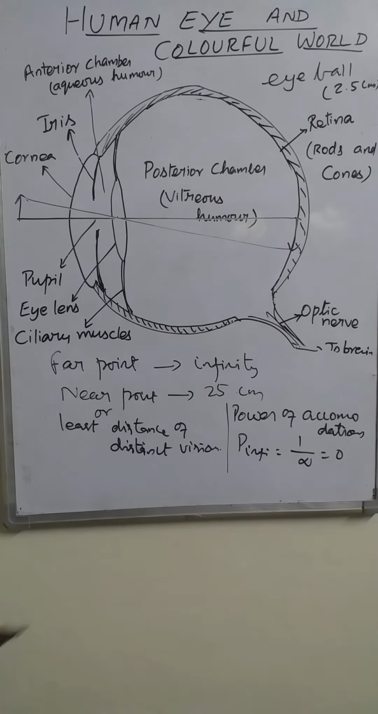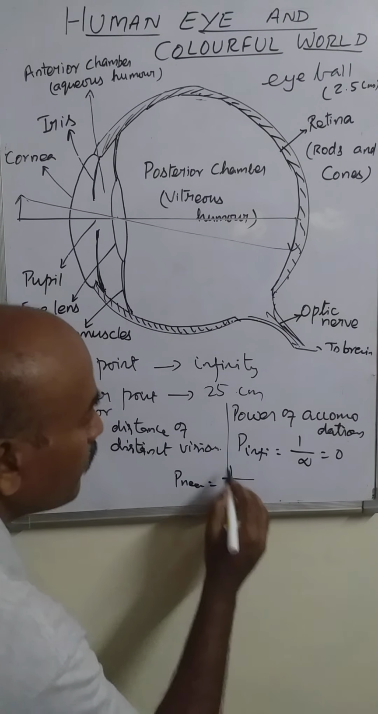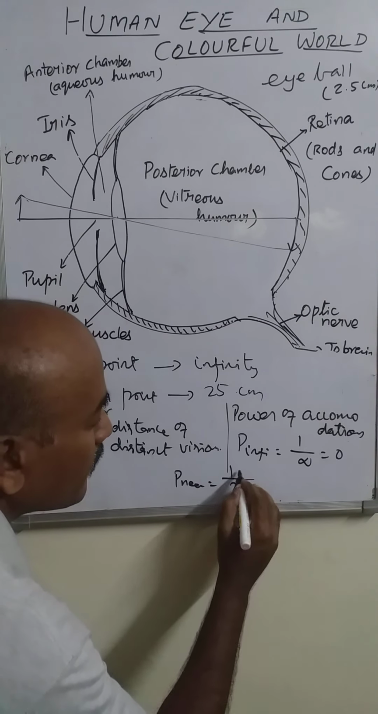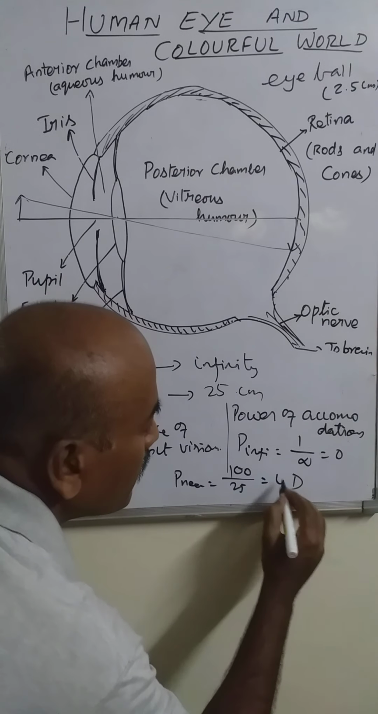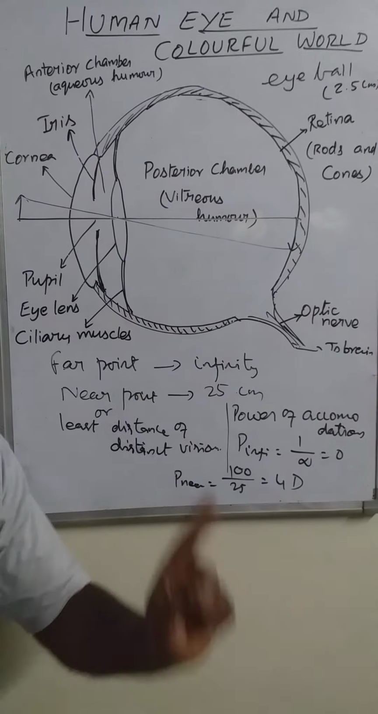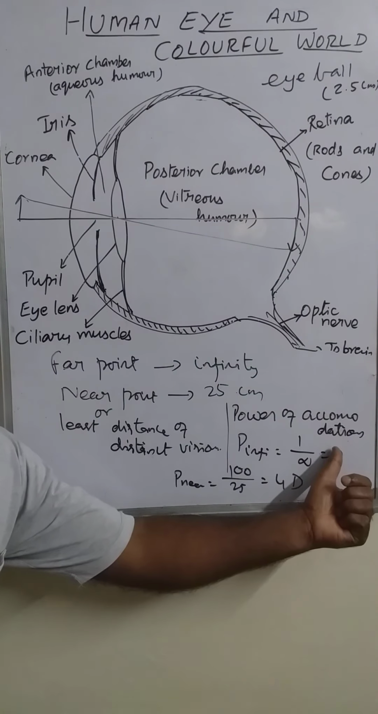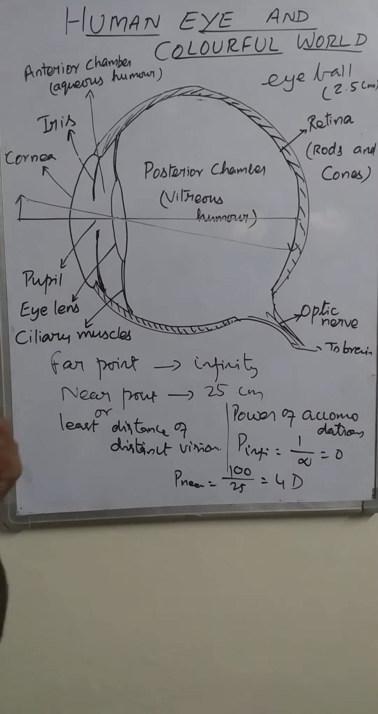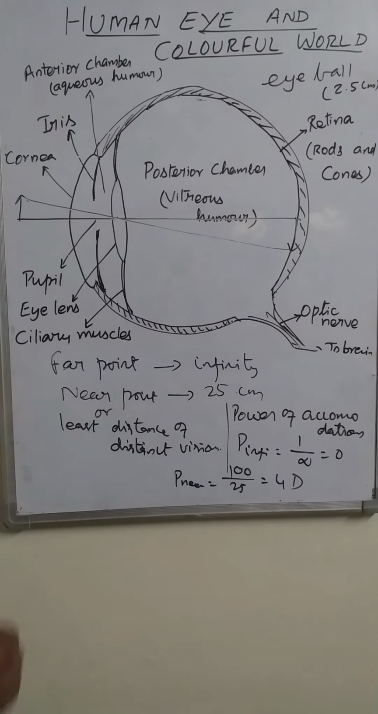For smaller distance, nearest point, the power is 1 upon focal length, this is 25 centimeter, we can change into meter, that is 1 upon 0.25, and we get 4 diopter. So the range of power of accommodation of the normal human eye is the difference between 4 diopter and 0. So the range is 4 diopter for the normal human eye. This is one term related to that.